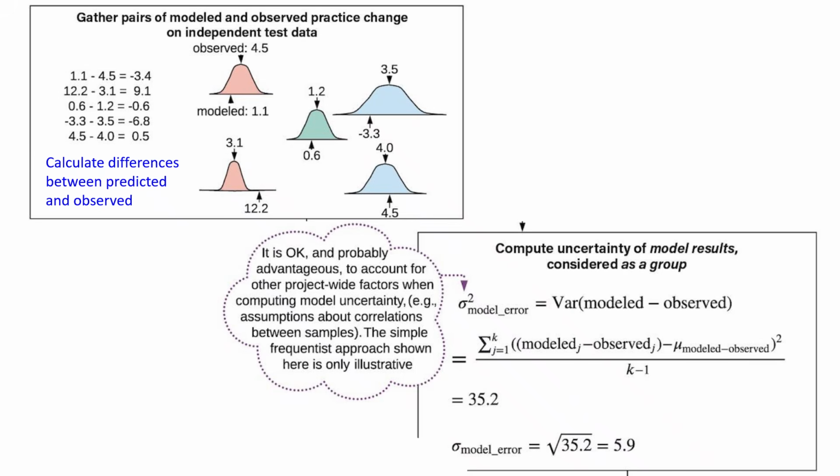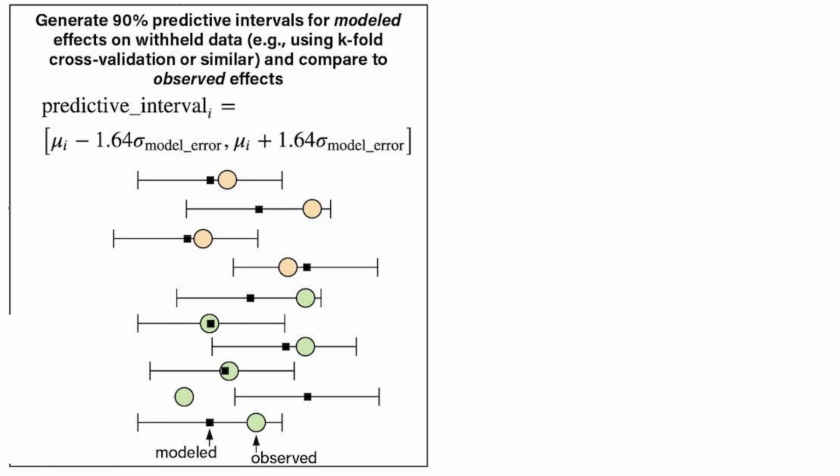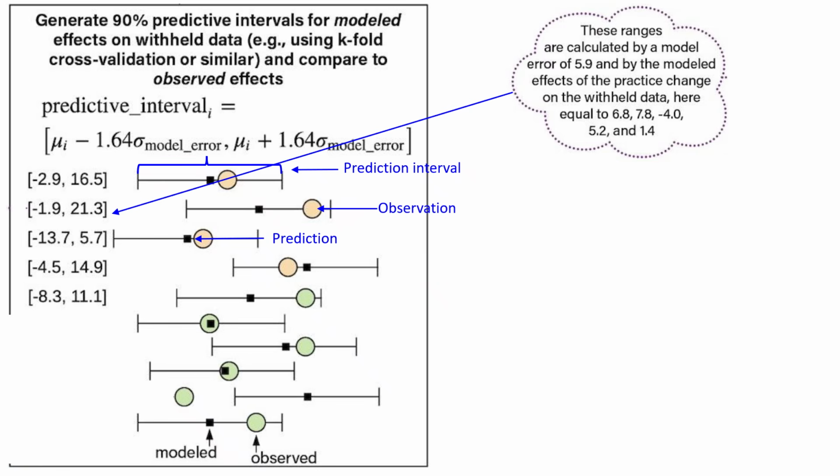It's okay to take account of other project-wide factors when you compute uncertainty. This is really just an example. And then you generate your 90% prediction intervals for each modeled effect. Again, this is on the withheld data, so we're talking about validation here. And you would generate something like this, where the big dots are the observations and the point is the model error. In this case, because we've got the same plus 1.64 and minus 1.64, we've got the same width of the error bar either side.